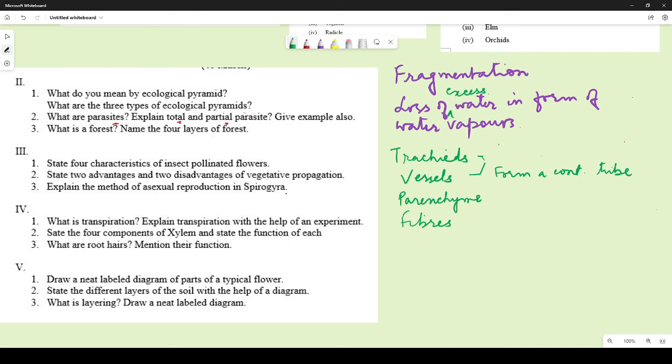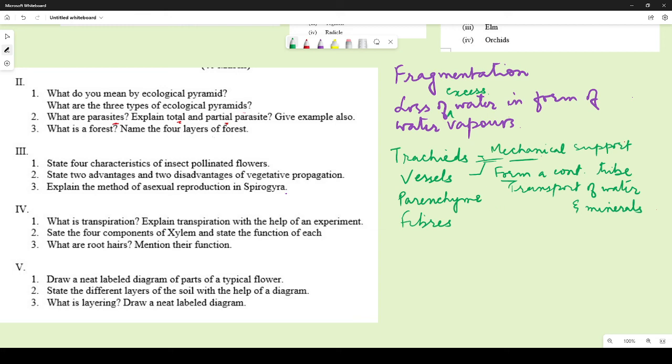whereas the tracheids give mechanical support as well. They are also part of the tube, but in addition to transport of water and minerals. So both of them are responsible for transport of water and minerals, and along with that tracheids provide mechanical support, whereas vessels help by forming a continuous tube being attached to each other so that the water can be transported upwards with ease.